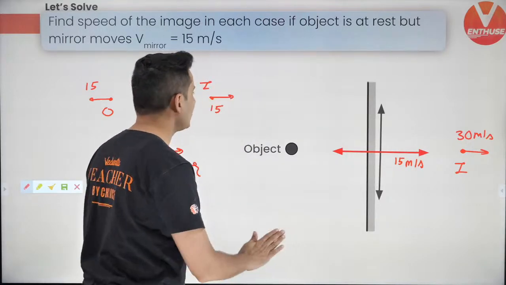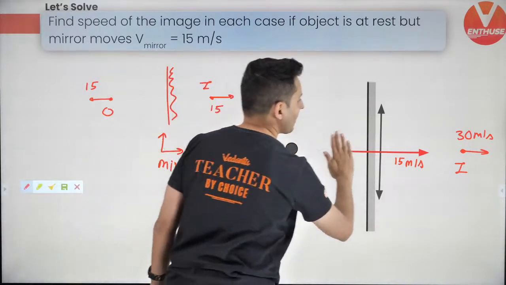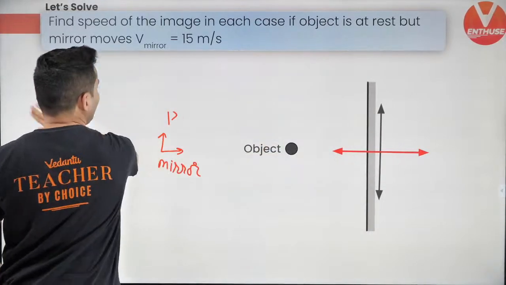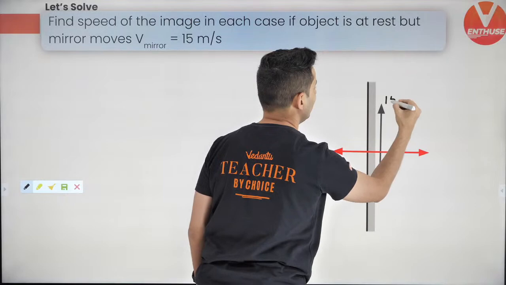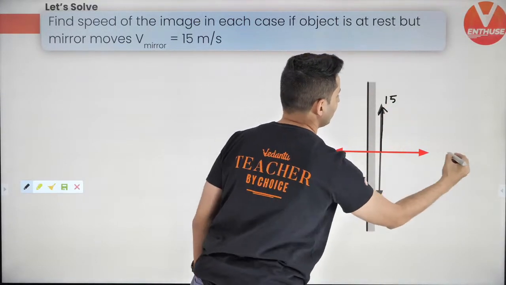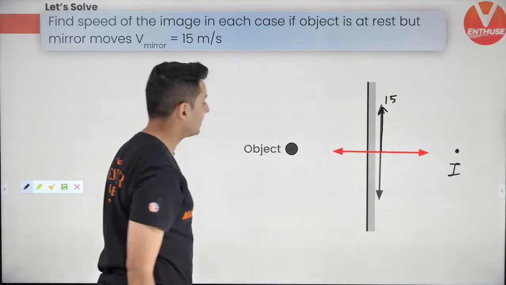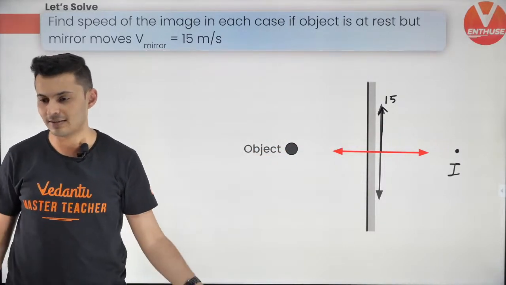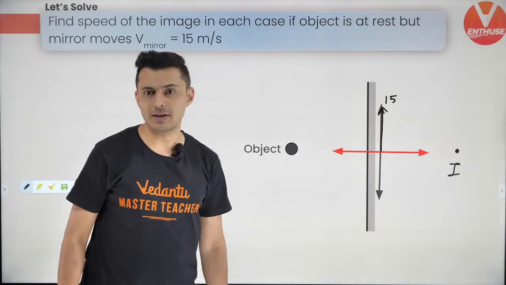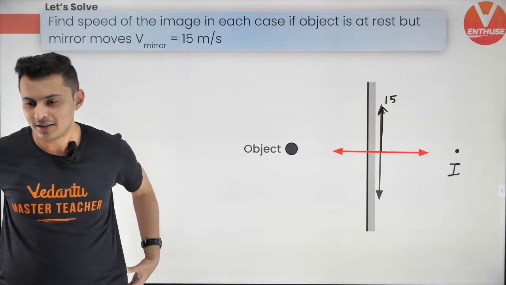Now, if this much is clear, last thing. When the mirror moves up with a speed of 15, what will happen to the image? Come on, let me see how many of you can answer this really quick. What is the speed of the image, guys? Quickly. What is the speed of the image?